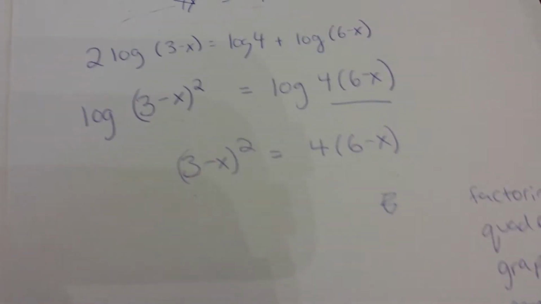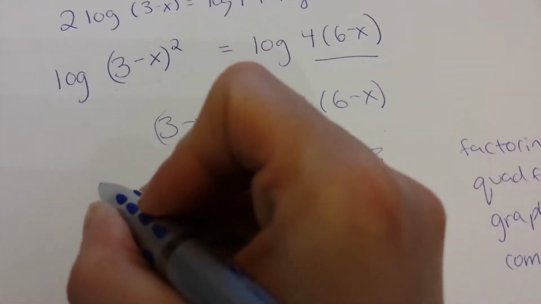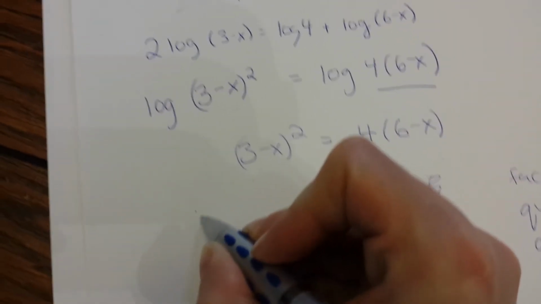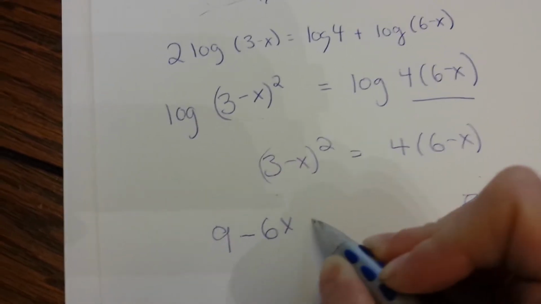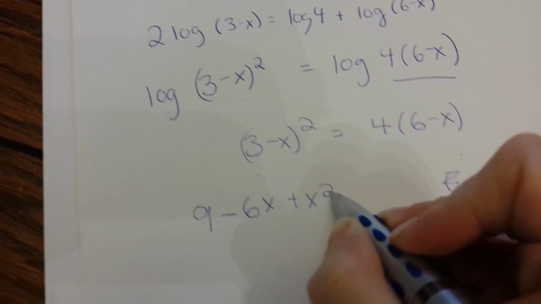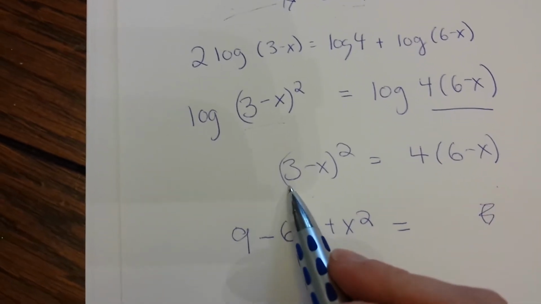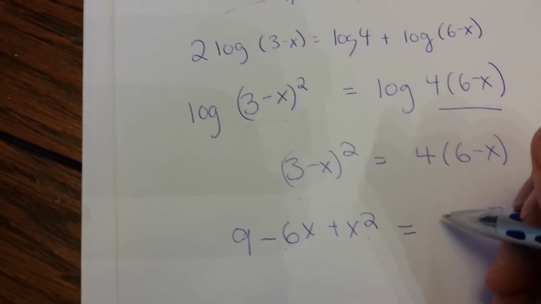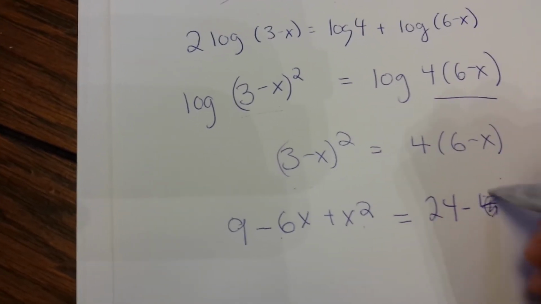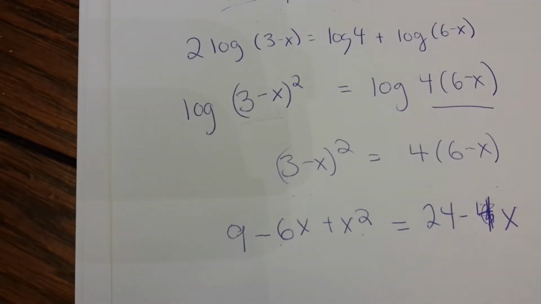Okay, so let's see what's going to happen here. I am going to have 9 minus 6x plus x squared on this side, if I FOILed correctly. 3 squared, 2 times, yep. And then on this side, I'm going to have 24 minus 4x.